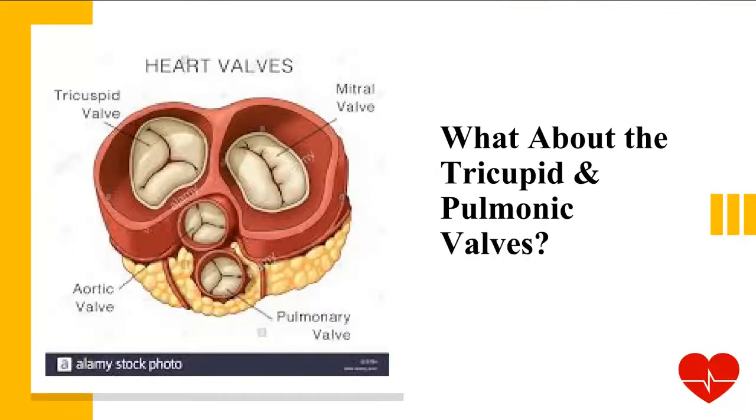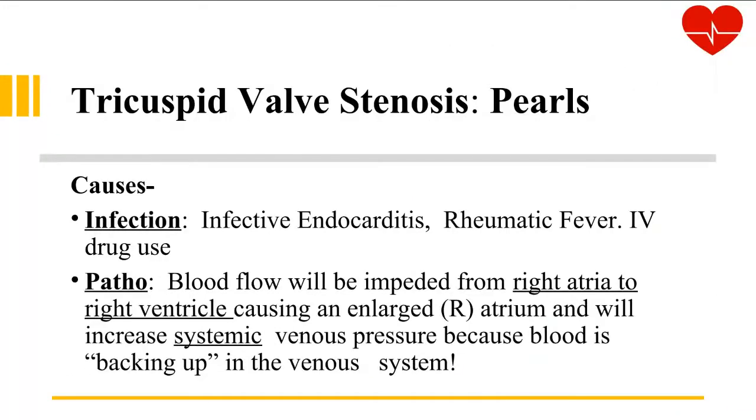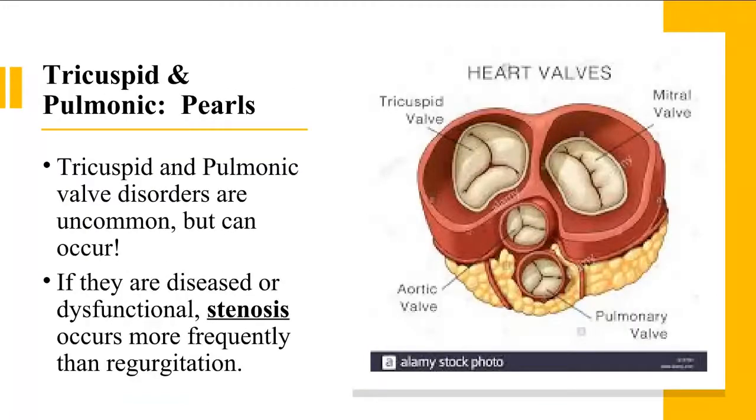What about the tricuspid and pulmonic valves? I told you that people can have problems with tricuspid and pulmonic. Those valves are on the right side of the heart, and not that the right is any less important than the left, but they are less common. Stenosis occurs more frequently than does regurgitation. So let's talk about some today.